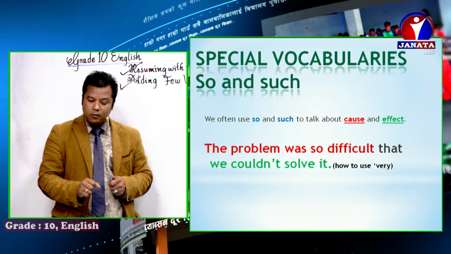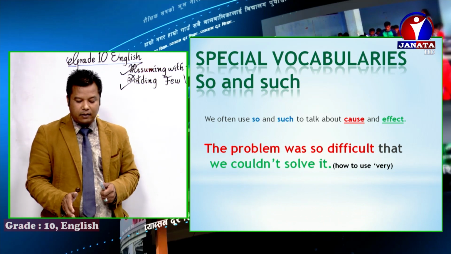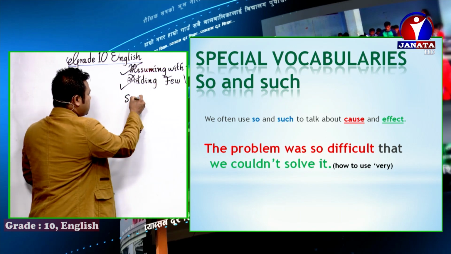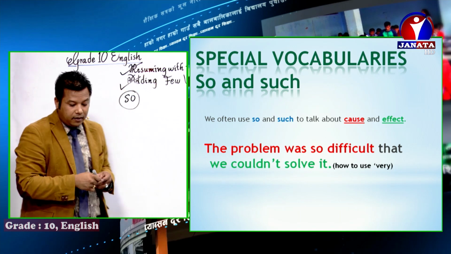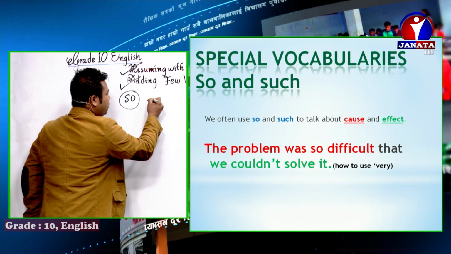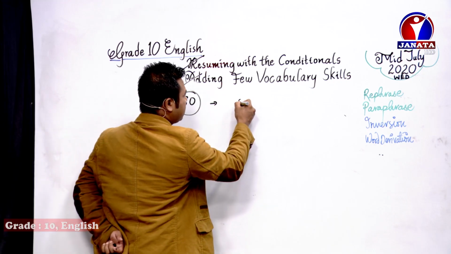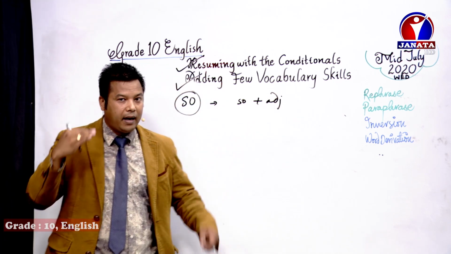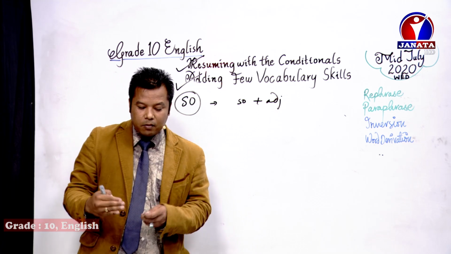The problem was so difficult that we couldn't solve it. We're talking about the use of so, a spatial word. The problem was so difficult. Now, when I say so difficult, what do you notice? I use so difficult, so plus adjective. This is what I make up my mind with. The problem was so difficult.